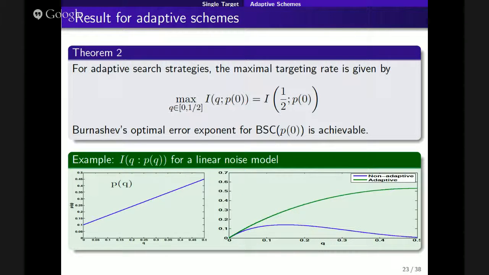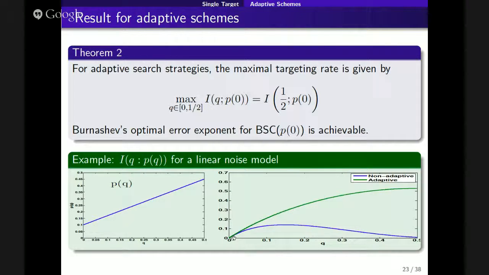Okay, so as I said, with adaptive schemes, the converse failed, and failed for a reason. Here's theorem 2. For adaptive search strategies, the maximal targeting rate is given by this expression, which is a maximization of mutual information of Q and P of 0. Now the second element does not depend on Q.